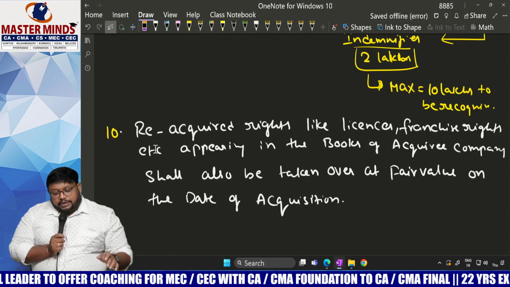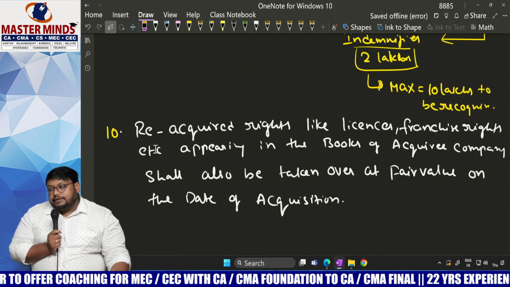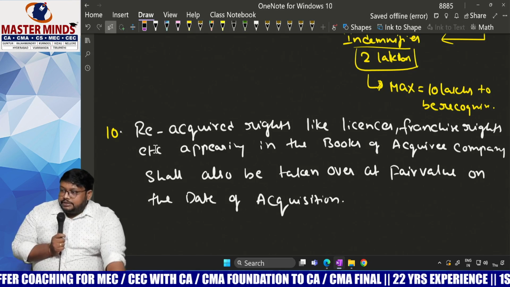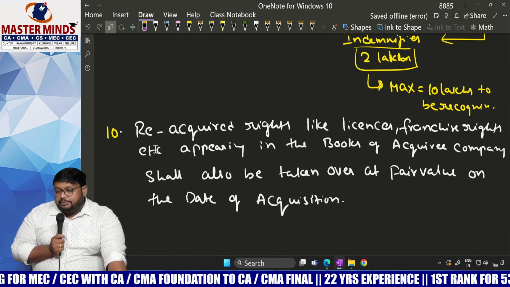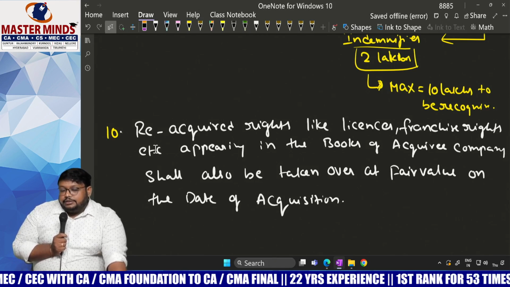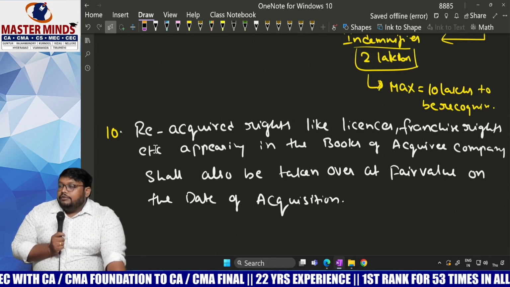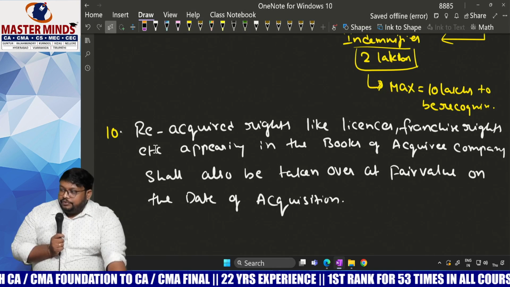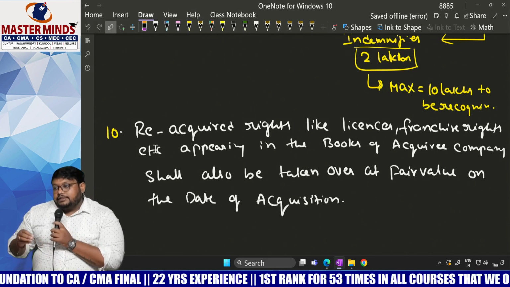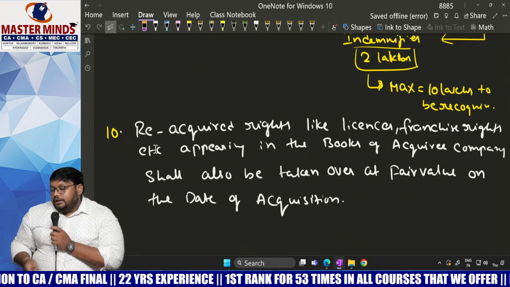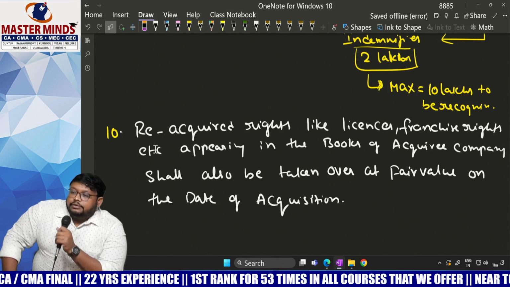Now, relating to reacquired rights, again we will discuss that in Ind AS 38, intangible assets. When we are doing intangible assets, we have problems on that. Just for example's sake, if any license or franchise rights you have given, for how many years and for how much amount, we know that. That is the cost price of that particular license, for usage of such a patent, 10 lakhs.